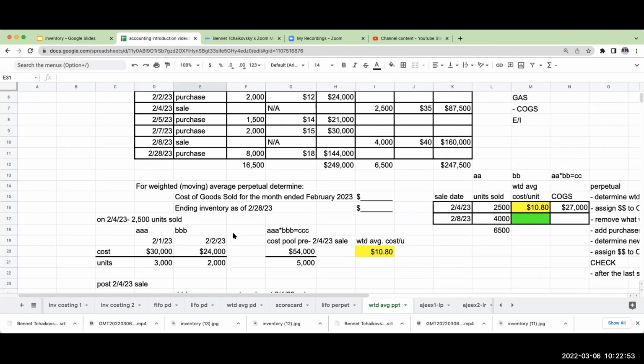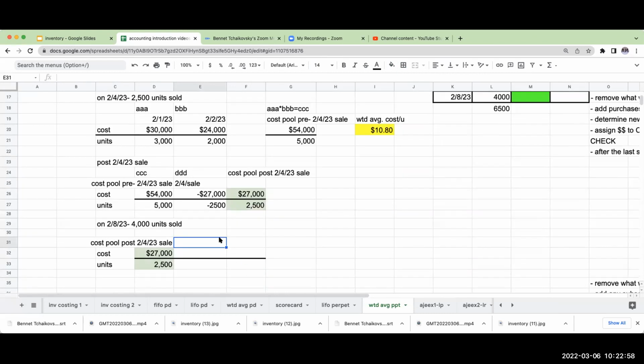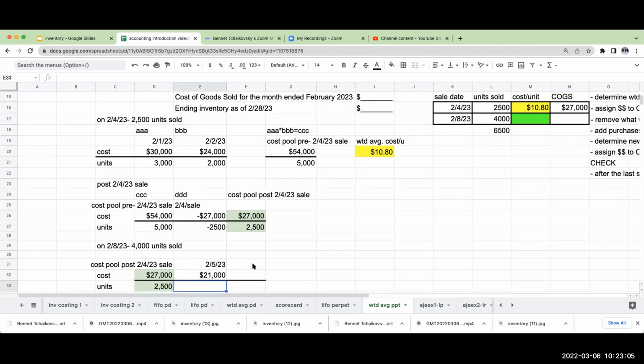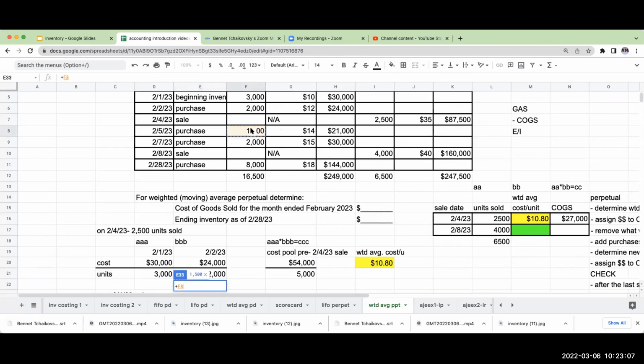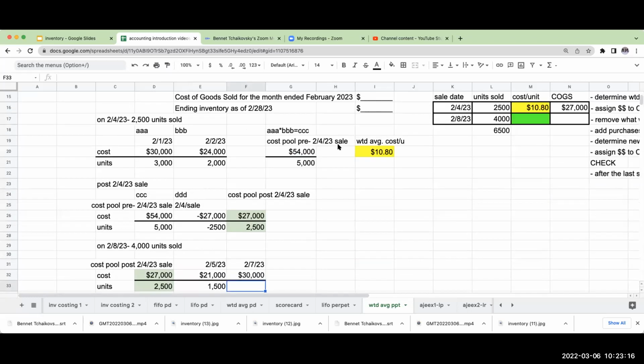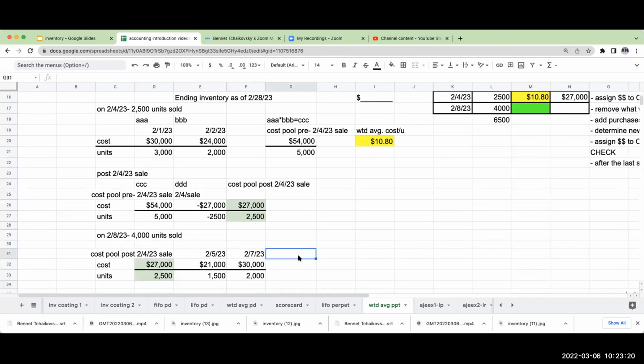Now, did I make more purchases? The answer is yes. I made a purchase on 2/5/23. I purchased $21,000 worth of inventory, and this was for 1,500 units. On 2/7/23, I purchased $30,000 worth of inventory, and this was at 2,000 units.